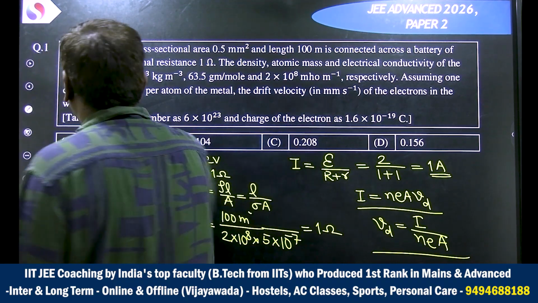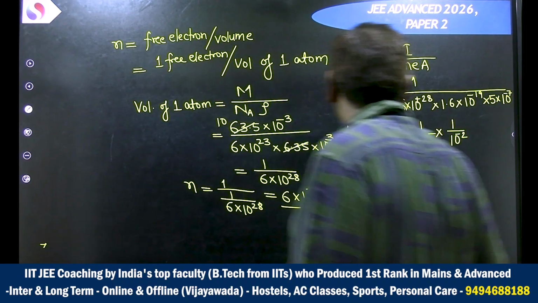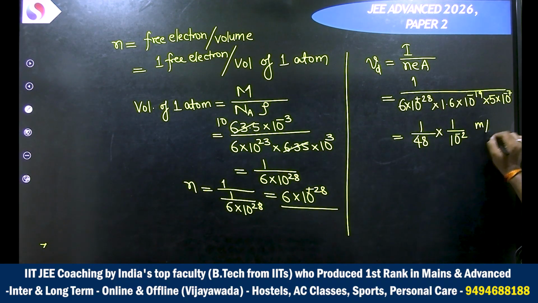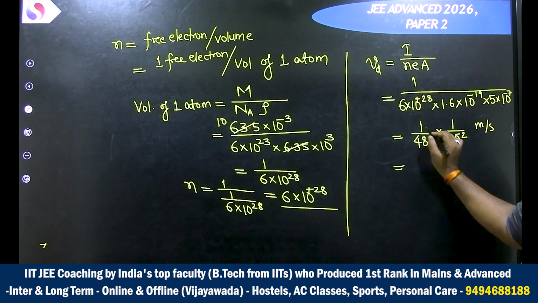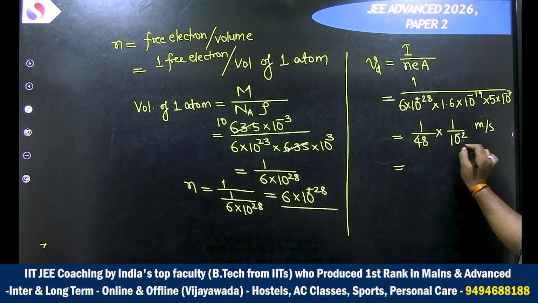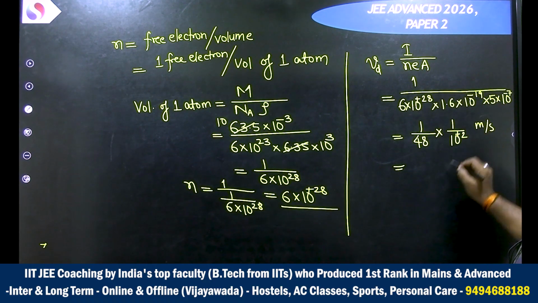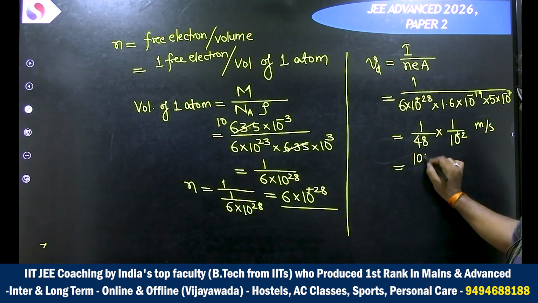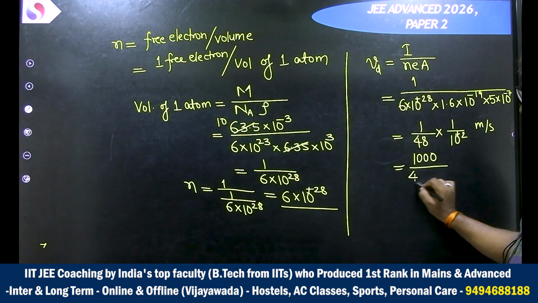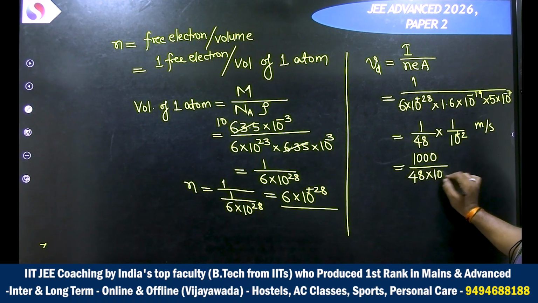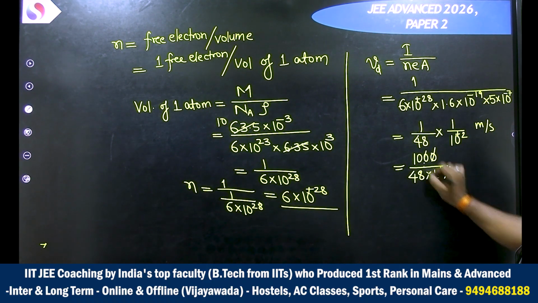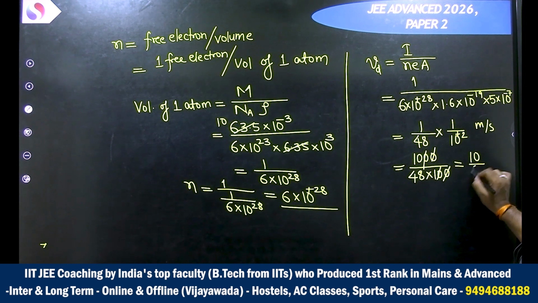Now, as given, you have to find out this in millimeter per second. This is meter per second. So for millimeter per second, we have to multiply with 1000. So if I multiply this with 1000, then what will happen? It is 1000 divided by 48 multiplied by 100. All right. So this will give you 10 upon 48.